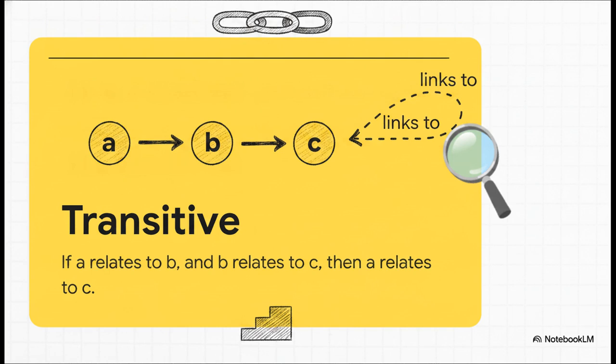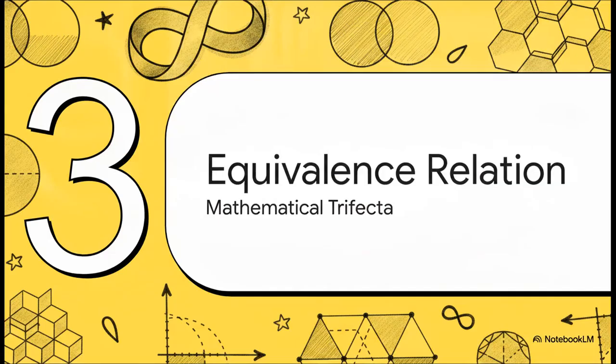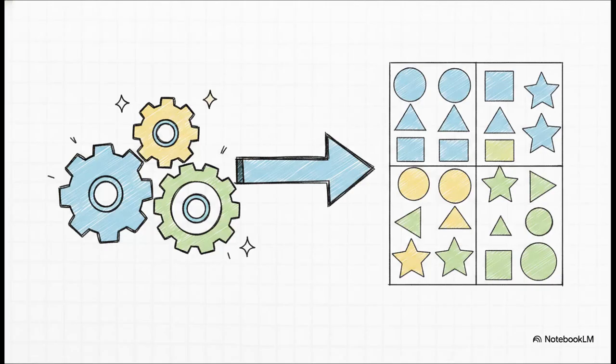Finally, we have transitive relations. This is where a chain reaction of connections links the very first item directly to the last. If A links to B and B links to C, then A inherently links to C. It's basically a stepping stone of logic that lets us connect distant data points through an intermediary. All right, Section 3, the equivalence relation. Collecting all three of these properties is kind of like hitting the mathematical trifecta, and it unlocks what we call an equivalence relation.